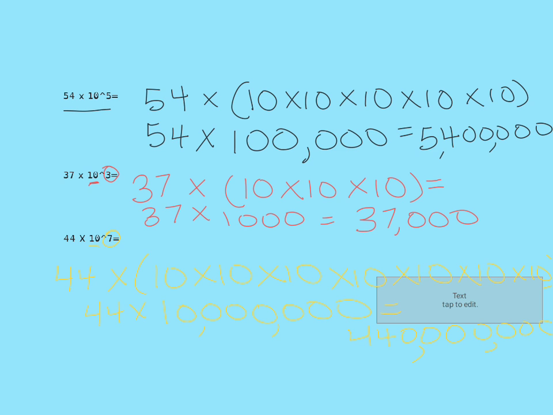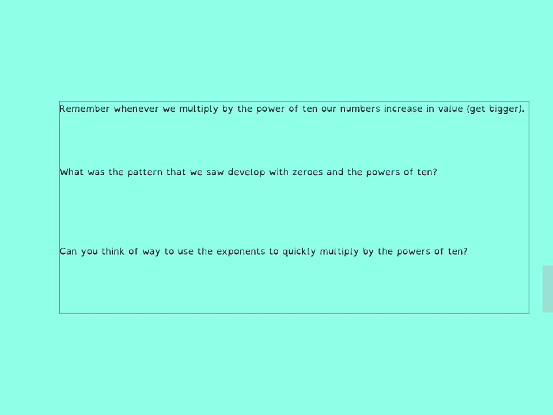So here we have, again, how do we multiply by the powers of 10? We take our number, we multiply it by the base number 10, the number of exponents. Now, there's got to be an easier and faster way of doing this. Did you notice the pattern of the zeros? Remember, when we multiply by the power of 10, our numbers increase in value. They will get bigger. What was the pattern that we saw develop with zeros and the powers of 10?